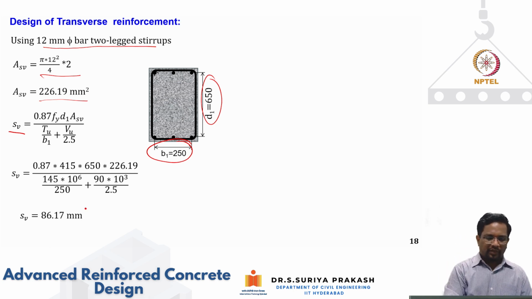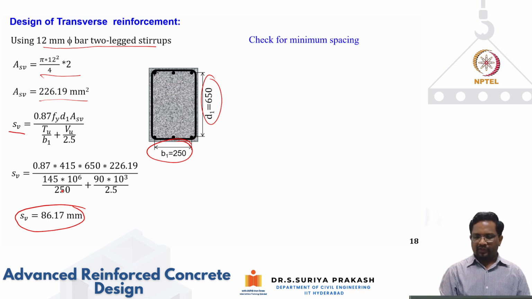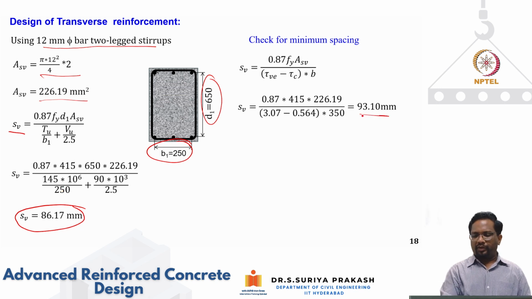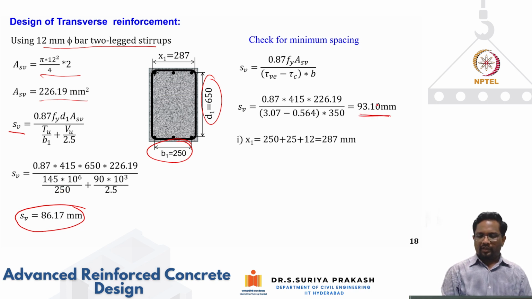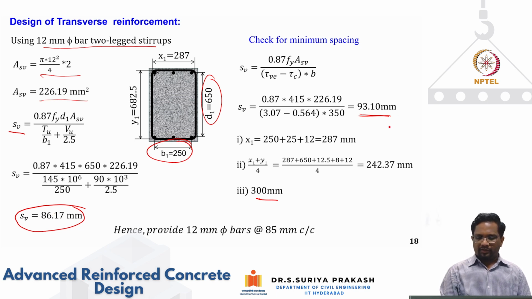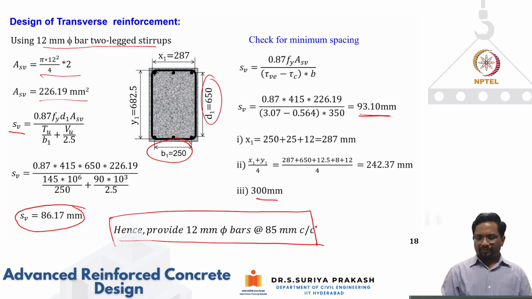Again, you find that the spacing required is very, very small, only 85 mm, right? So again, we go and check for minimum spacing. SV required for minimum spacing is 93, and then the next provision X1 is 287, X1 plus Y1 by 4 is 242, and 300. So in all of them, the least is basic, what we are giving here is 93. So 86 is less than all the other requirements. So we can go ahead and put 12 mm bar at 85 mm on center, right?